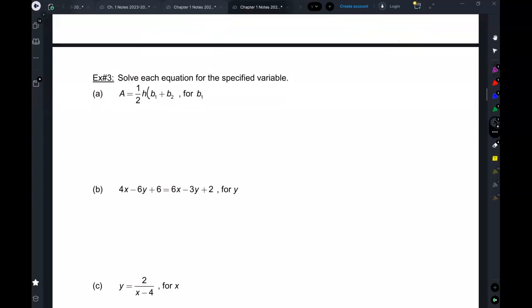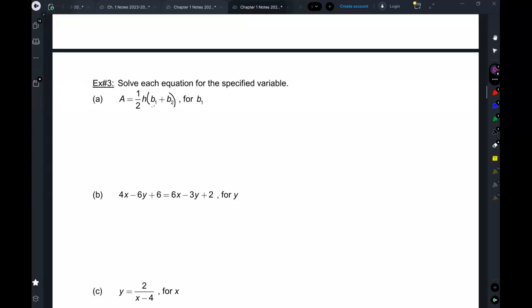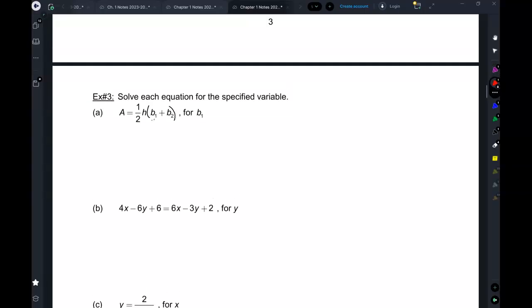Here we have the equation of a trapezoid, a formula for the area of a trapezoid. We want to solve for B1. Okay, so here's B1 right there. First, what we have to do is get rid of that 1/2 h, which is h over 2. So I multiply by 2 over h. So I get 2a over h is equal to b1 plus b2. And in order to solve for b1, I need to subtract b2. So I get 2a over h minus b2 is equal to b1.